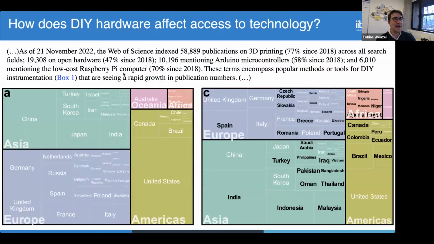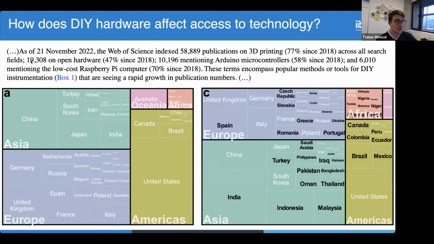So first of all, let's see how many people actually talk about things that are related to open technology and to making things yourself. Well, these are abstract topics, so most people don't necessarily mention these meta categories in their paper. But what people are talking about is, for example, 3D printing. So there are 60,000 publications since 2018, so basically in the last 5 years.